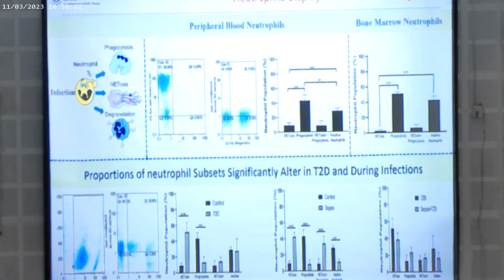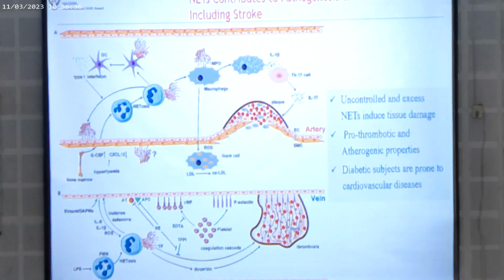So now we have isolated netting neutrophils and non-netting neutrophils from both diabetes and normal, and did RNA-seq analysis. We are waiting for the results. This is the part on infection, what happens if a diabetic individual has an infection. Now we are going to the second part of the talk, that is vascular disorders.